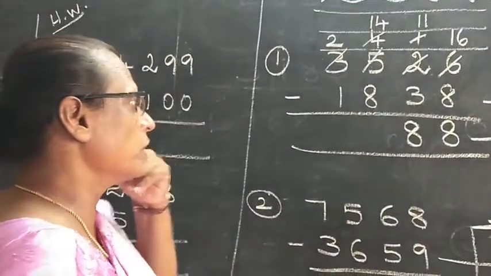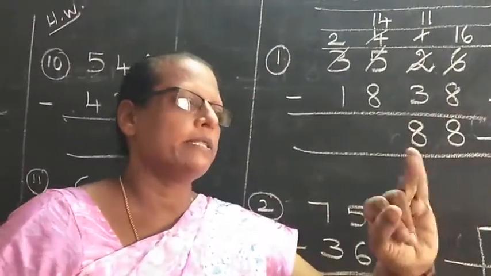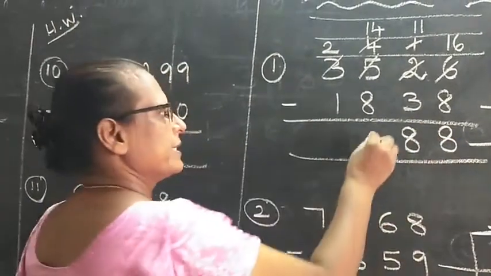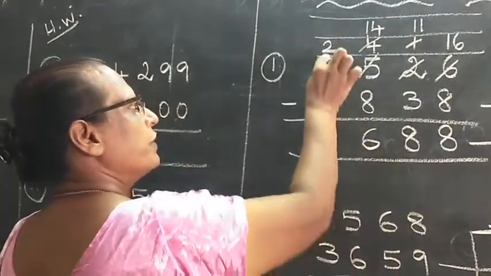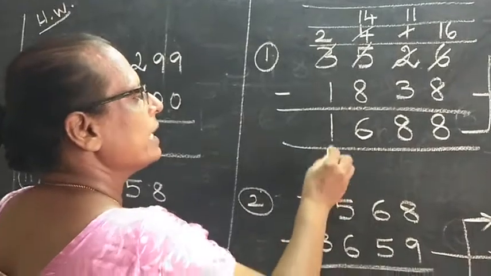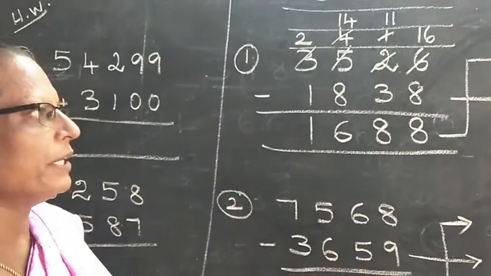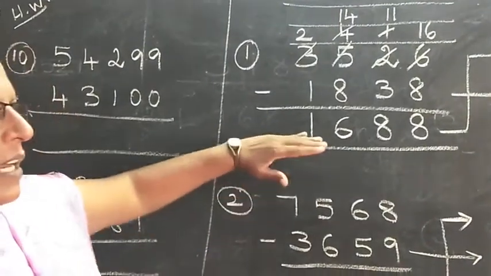Okay, from 8 you count up to 14. After 8: 9, 10, 11, 12, 13, 14, 6. So after 1 if you count 2 means 1. So what's the answer? 1688. Now we have to find out this answer is correct or not.